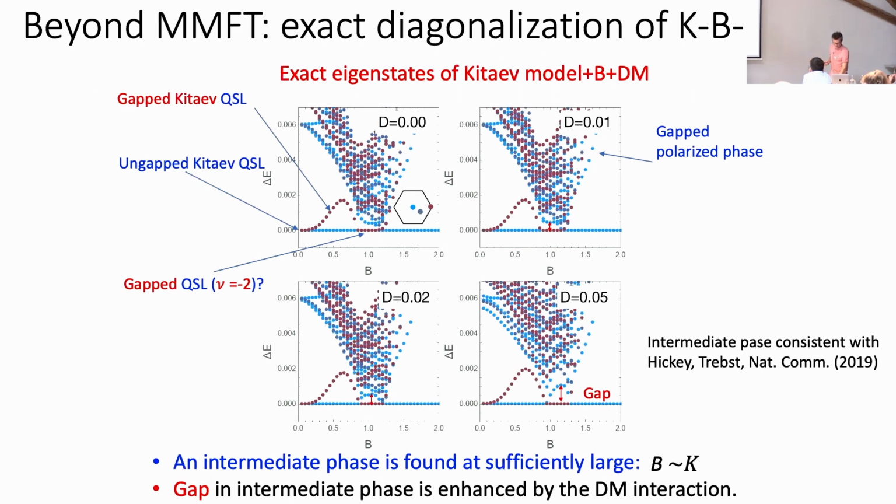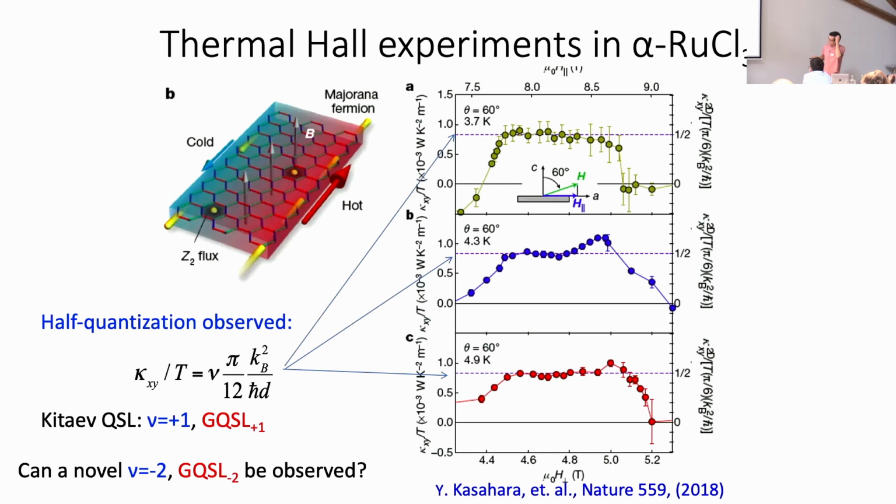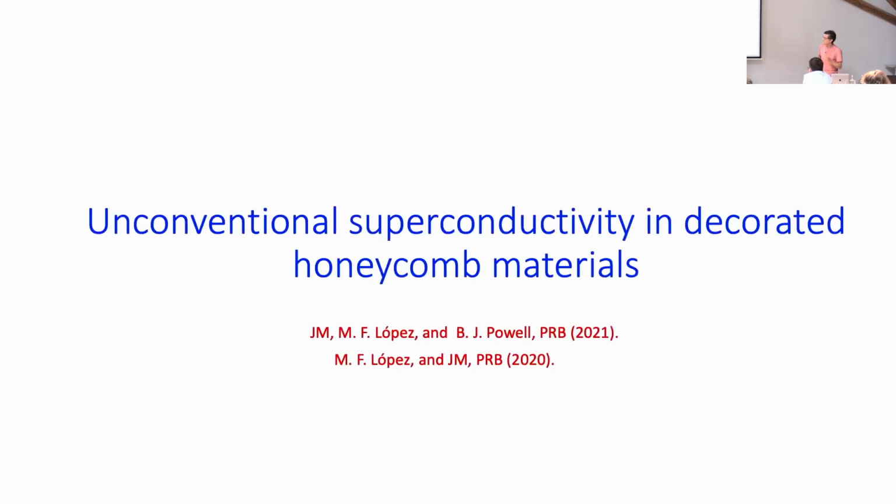Of course, if we could believe these experiments, which are highly controversial, then it would mean that there could be some integer instead of half integer quantization in this intermediate phase, if this could be reached in some way. And okay, so this brings me to the second part of the talk.